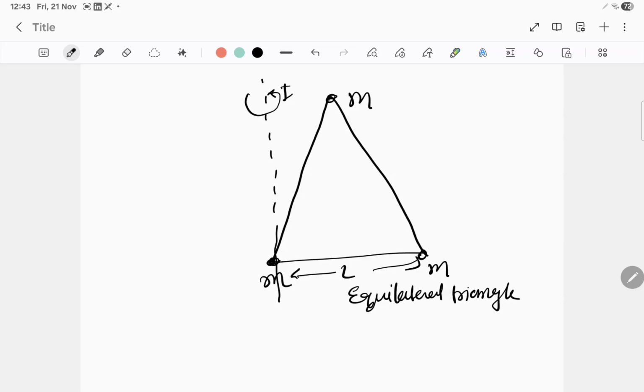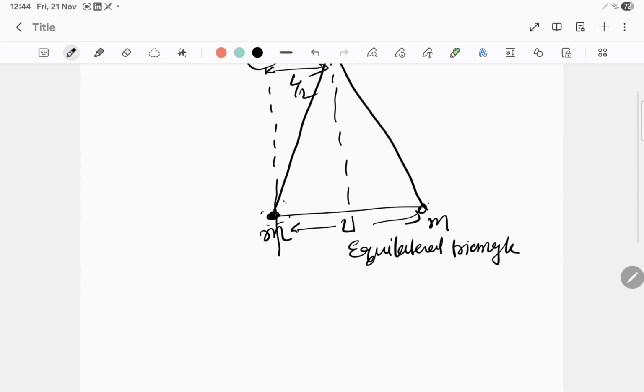So this is again the same situation. What is the distance of this mass? The moment of inertia about this axis for this mass will be 0, because the mass lies on this axis. And from this axis, the distance of this mass is L. The distance of this mass will be L by 2. This is L by 2.